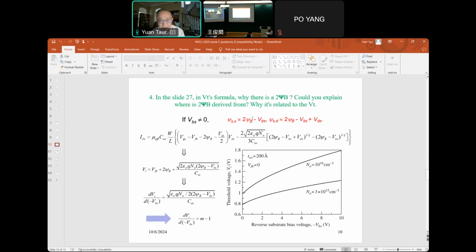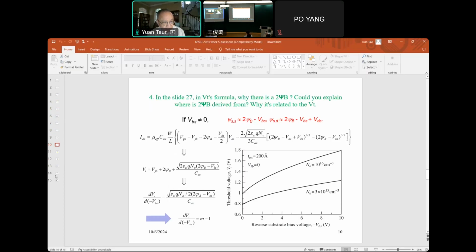If you forward bias, then it will go down, but usually we don't forward bias the substrate. That will cause source junction leakage current when you forward bias.